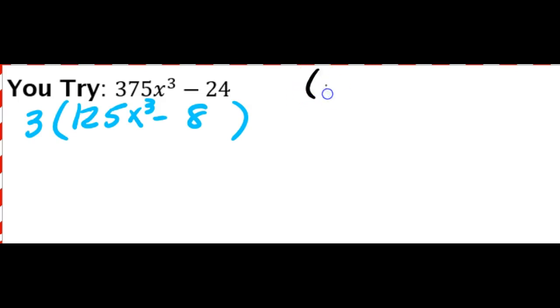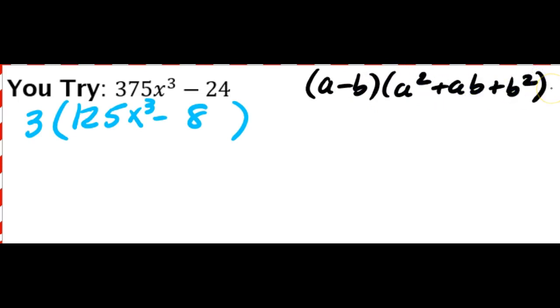Because we're doing a difference of cubes, I'm writing down the formula. So I'm going to figure out my a and my b. So a would be the cube root of 125, which is 5. And b is the cube root of 8, which is 2. Oh, and I forgot when I did my a that it's actually 5x, not just 5.